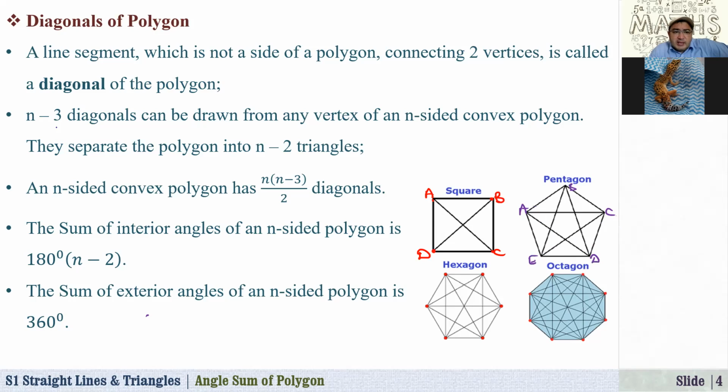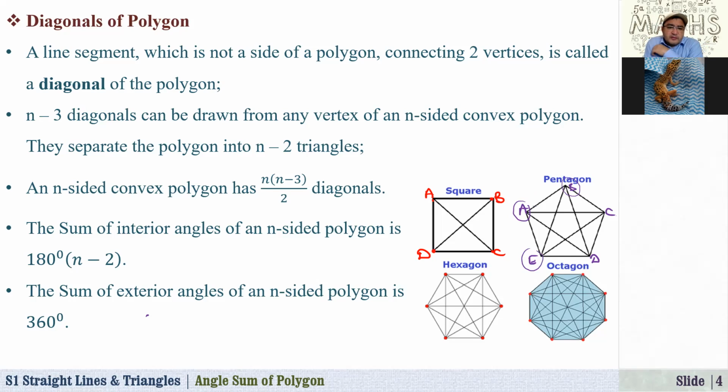Anyway, n-3 diagonals can be drawn from any vertex of an n-sided convex polygon. Why? Because see here, A, right, and it has 5 sides. If we join A with E, it's not a diagonal because they are adjacent. And A to B also will not be a diagonal because they are adjacent. So 3 points, right? So how many points are left? n-3. So using A, I can draw n-3 diagonals.